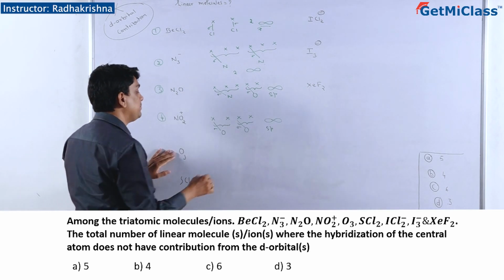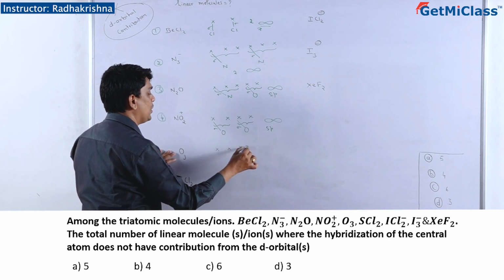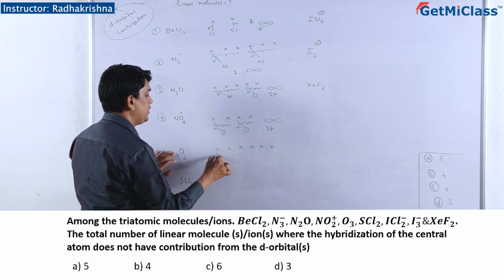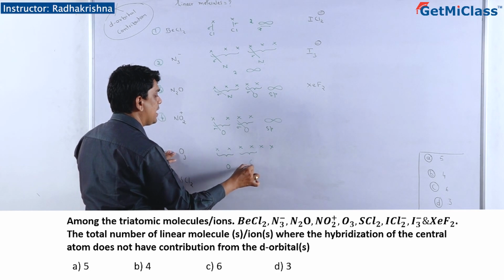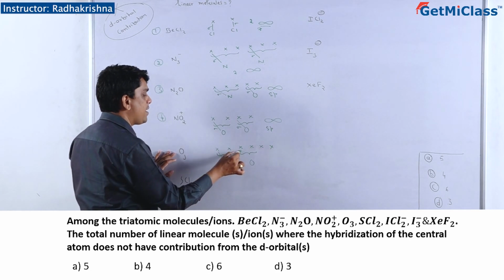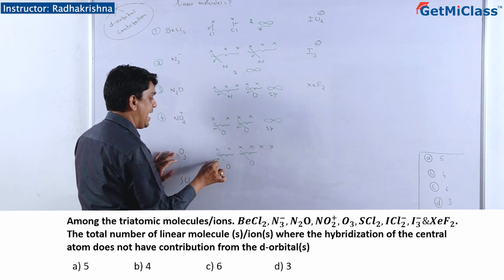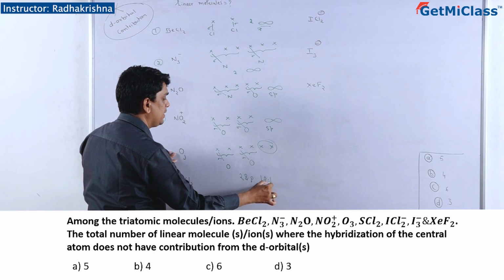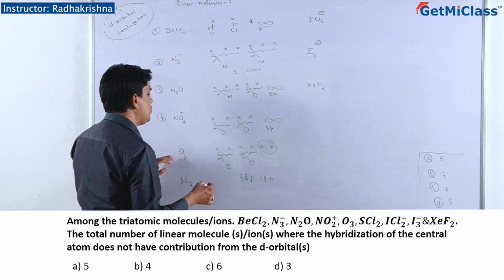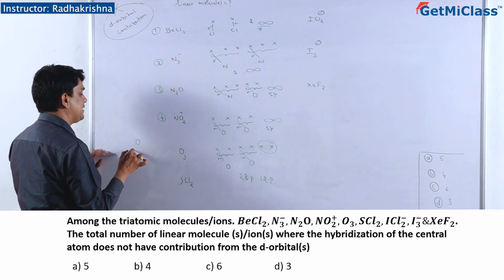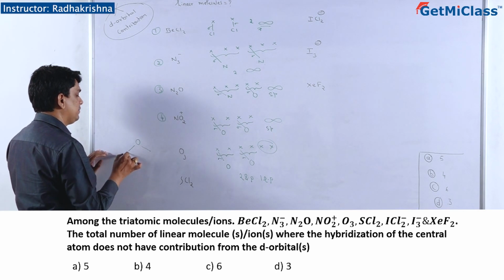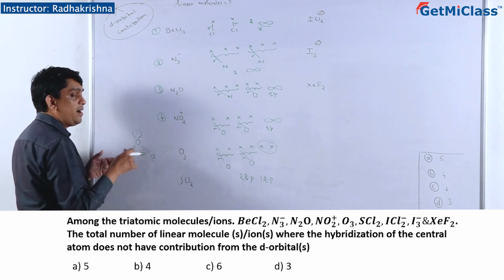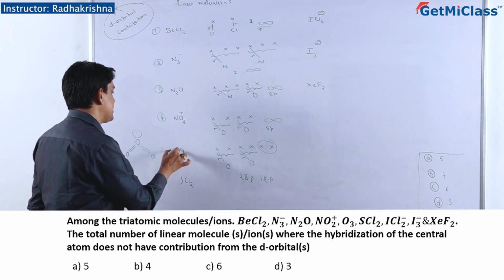Now we have O3. Oxygen in the center, 6 valence electrons. 2 oxygens attached, 1 oxygen here, another oxygen here, divalent, right? So we have 1 sigma each, the remaining pi we don't consider. We have 2 bond pairs and 1 lone pair, oxygen divalent. We have a bent geometry, so not linear, so this cannot be the answer.